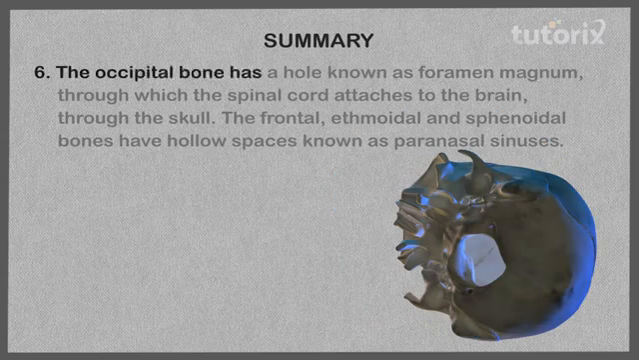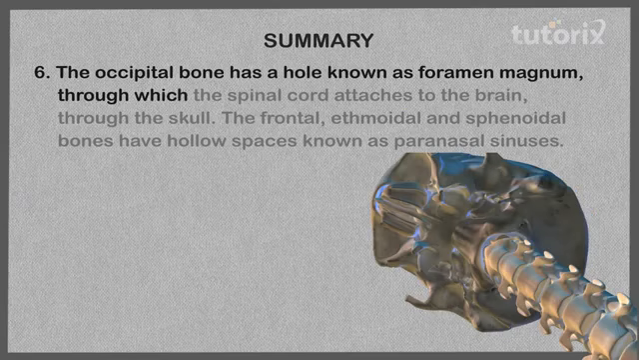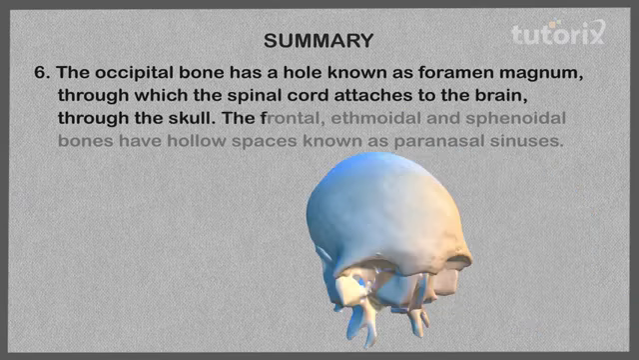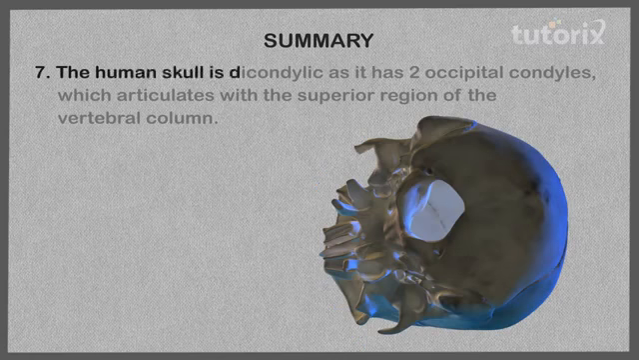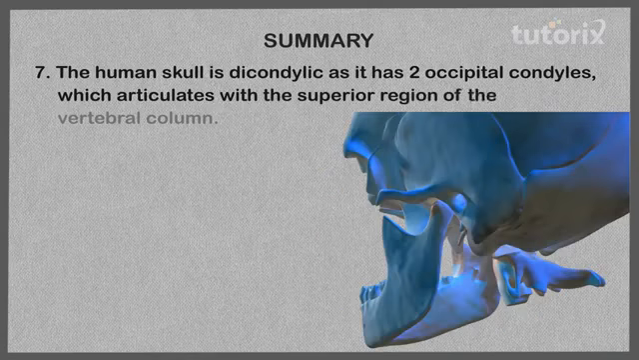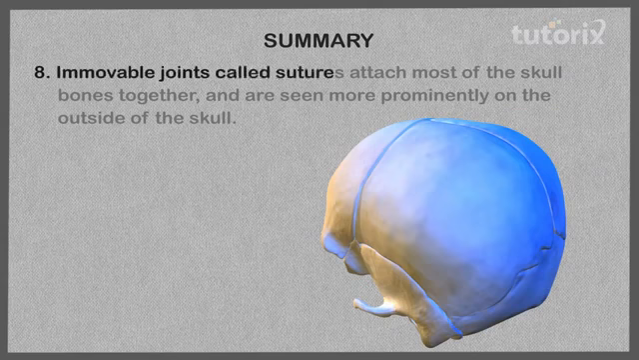The occipital bone has a large opening known as foramen magnum, through which the spinal cord attaches to the brain through the skull. The frontal, ethmoidal, and sphenoidal bones have hollow spaces known as paranasal sinuses. The human skull is dicondylic as it has 2 occipital condyles which articulate with the superior region of the vertebral column. Immovable joints called sutures attach most of the skull bones together and are seen more prominently on the outside of the skull.